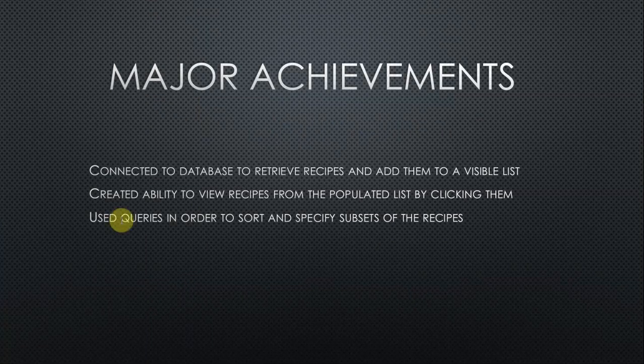Major achievements this sprint: we connected the database to retrieve the recipes that we created in the first sprint, and then we added them to a visible list. We created the ability to view those recipes from the populated list by clicking on them, and then we used queries in order to sort and specify subsets of the recipes.